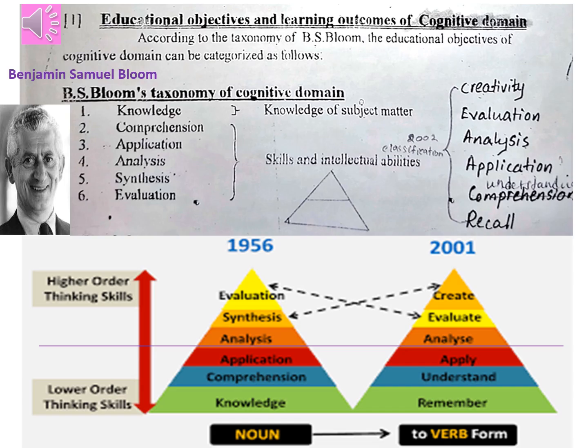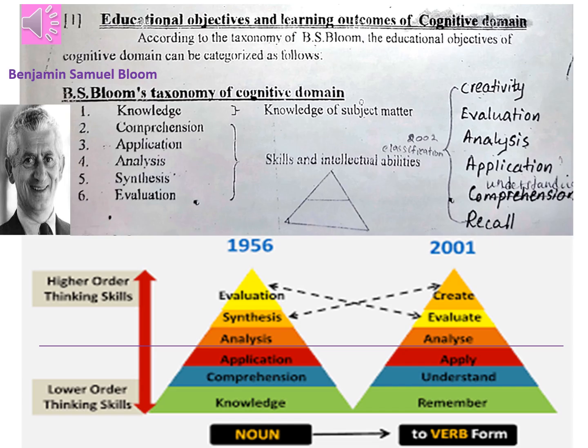Then you can see another one in 2001. That's the revised version of B.S. Bloom's taxonomy. Now you can find 6 steps. What's the base there? Remember. Remember means recall, the ability to recall things. That's actually the same meaning as knowledge. And comprehension means understand.